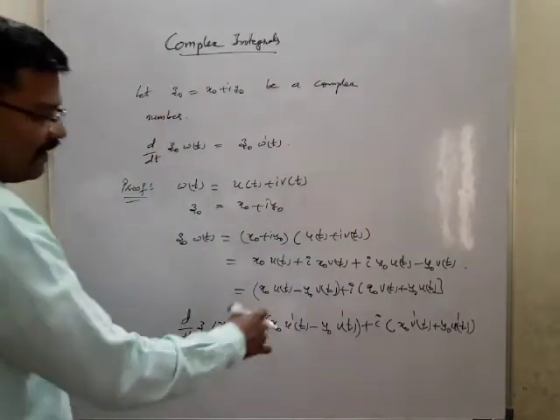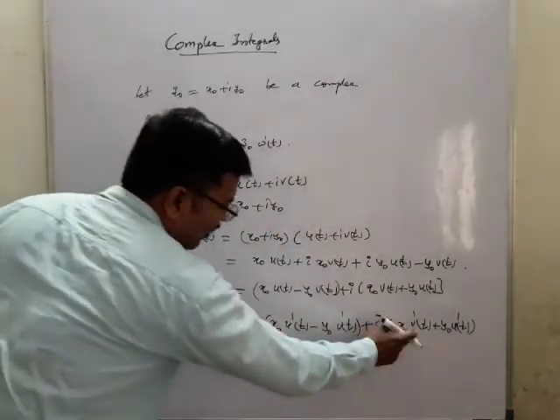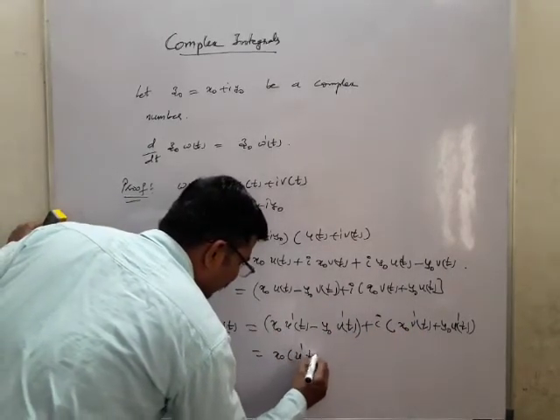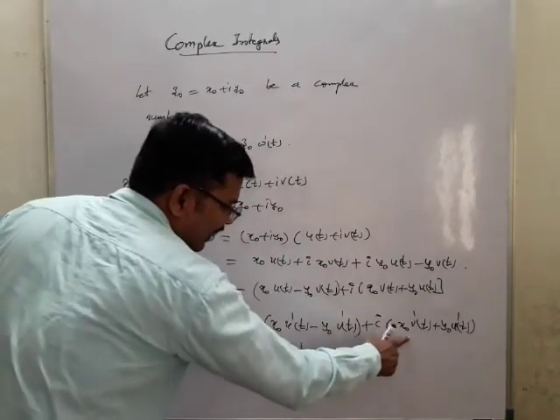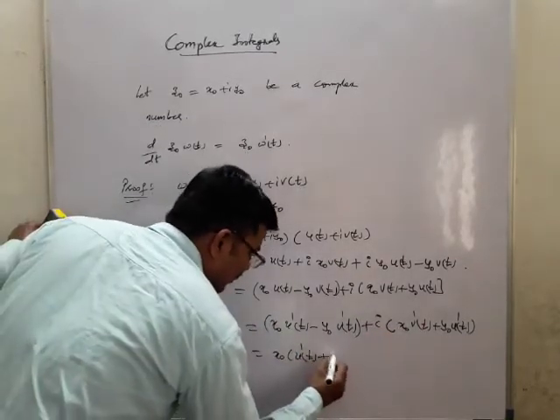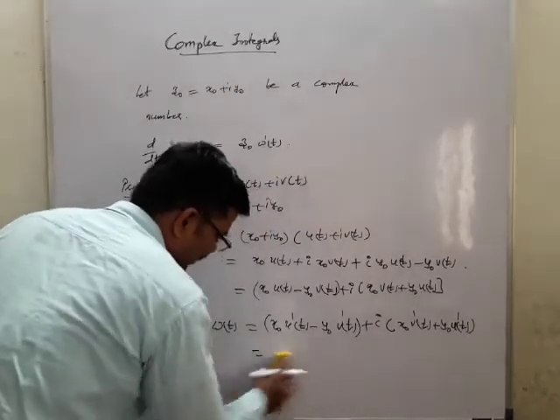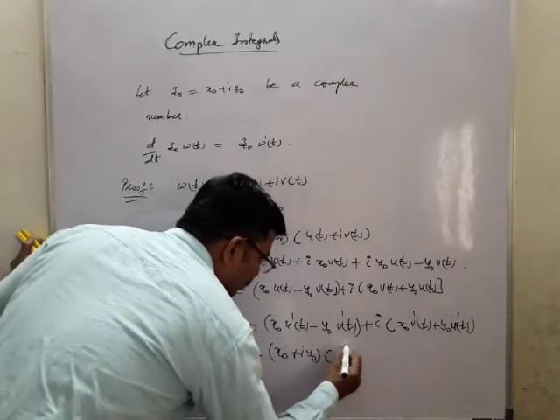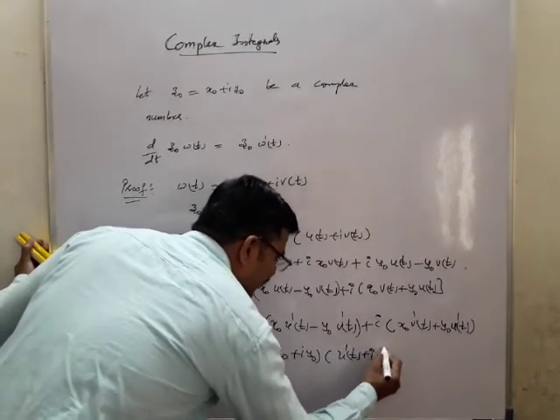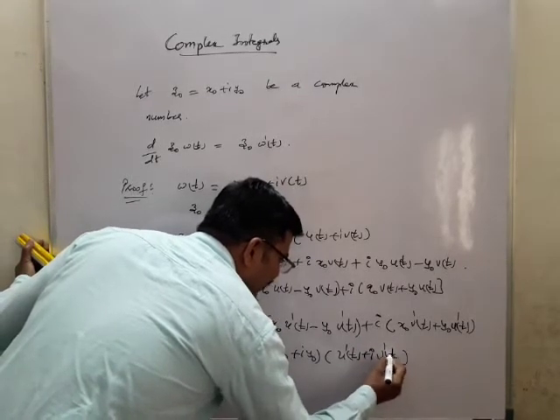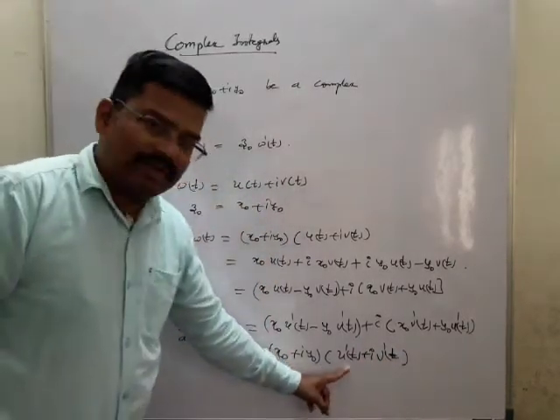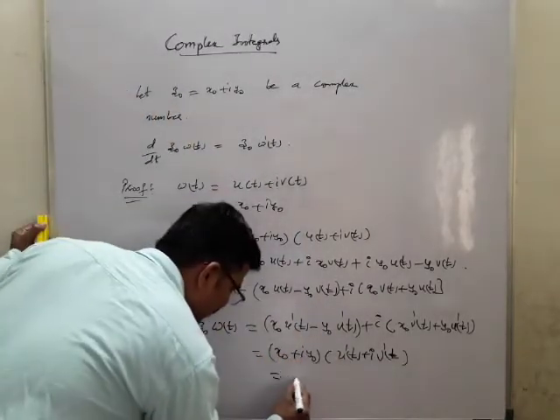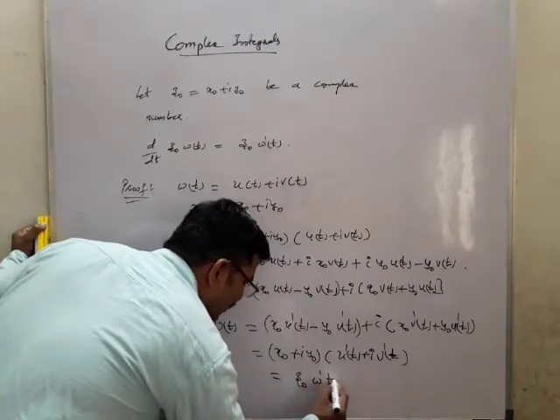Then if you again reshuffle and take x naught common, you will get x naught u dash of t plus i x naught plus i. I may write it in this form as x naught plus i y naught into u dash of t plus i v dash of t. If you take common, you can write it as u dash of t plus i v dash of t into x naught plus i y naught. Now this is nothing but z naught and this is w dash of t.